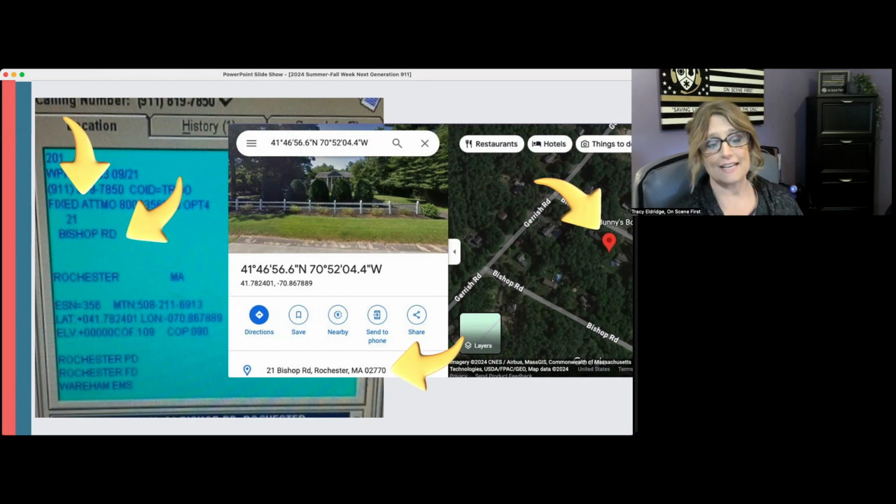Well, the lie detector determined that's a lie in this situation. 21 Bishop Road is a home. There's no tower there. And so when you look at this, the address on the alley, as well as the map plotting for the wireless phase 2 and the latitude and longitude are all coming back to the same location, 21 Bishop Road. Now, this ended up not being a major incident.